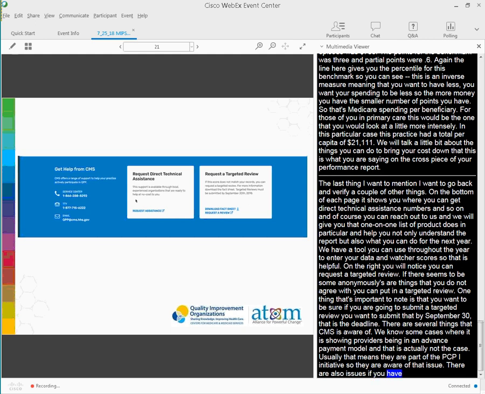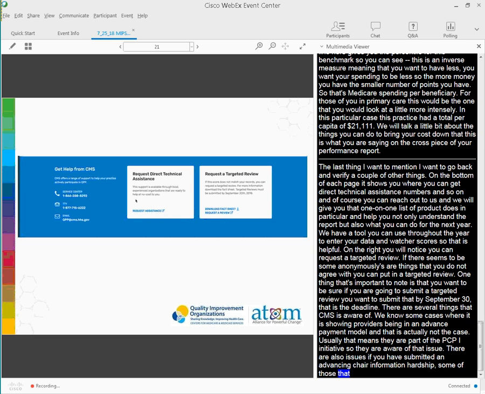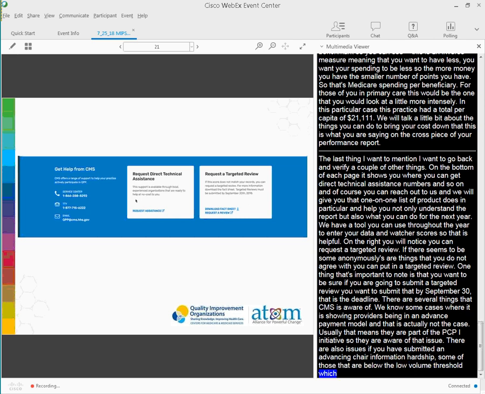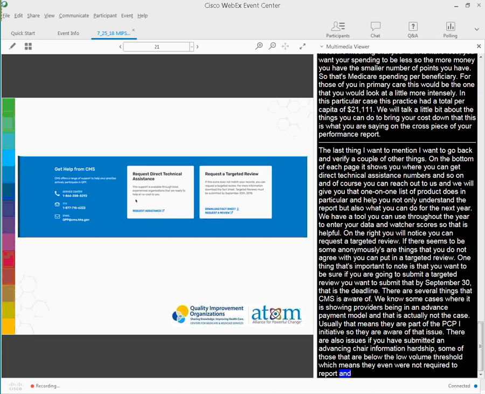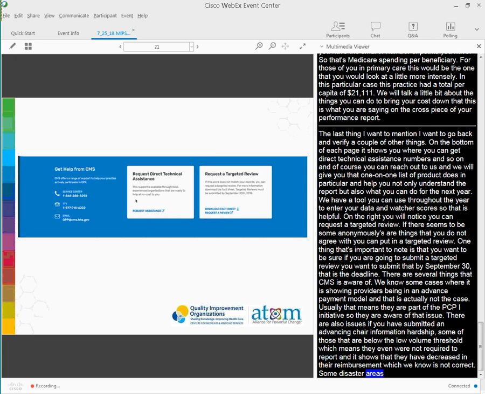Some of those are below the low volume threshold, which means they really weren't even required to report. It shows that they have a decrease in their reimbursement, which we know is not correct. Some disaster areas, we have a few disaster areas. Those are some things they've seen, like the top 4.